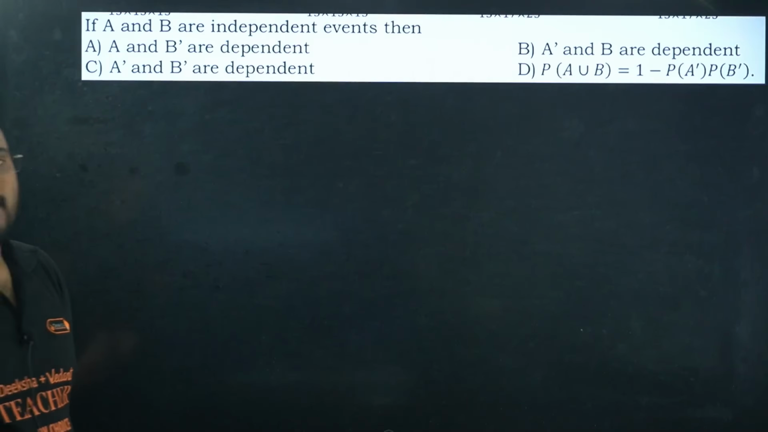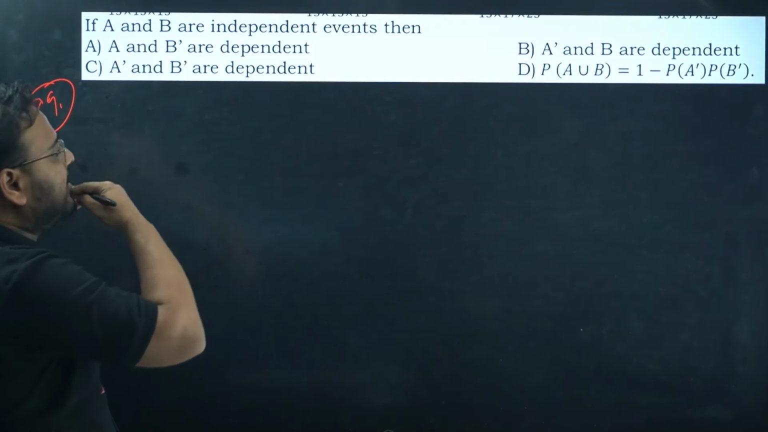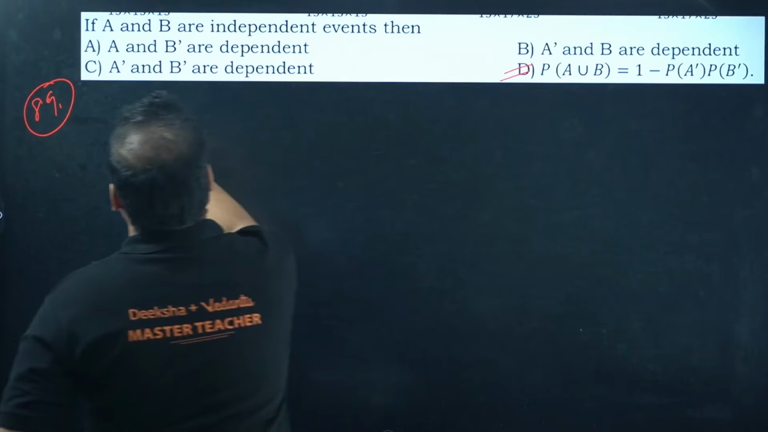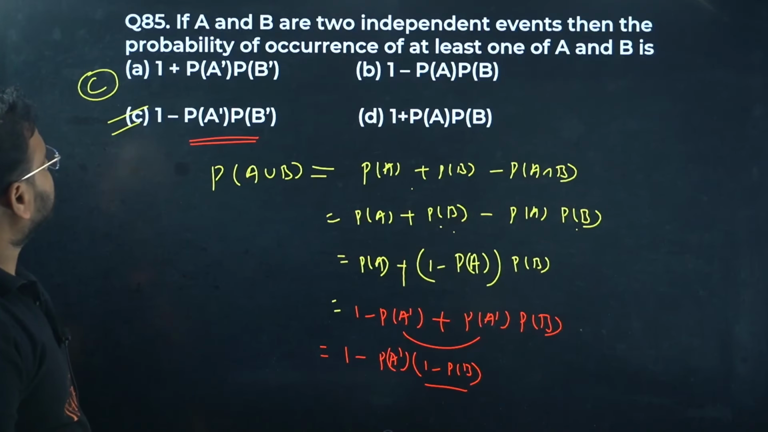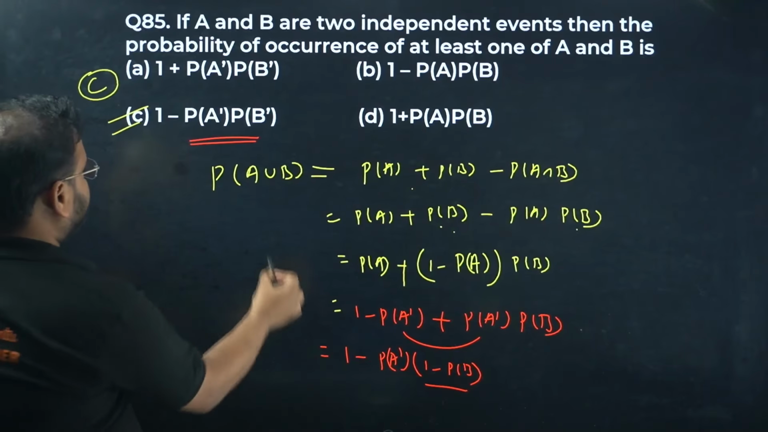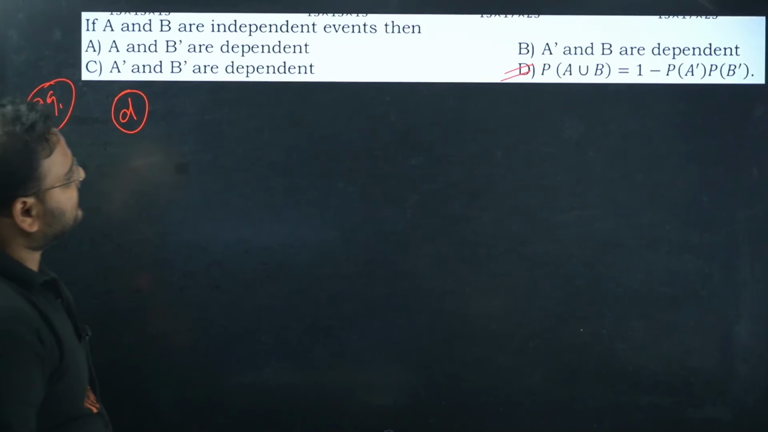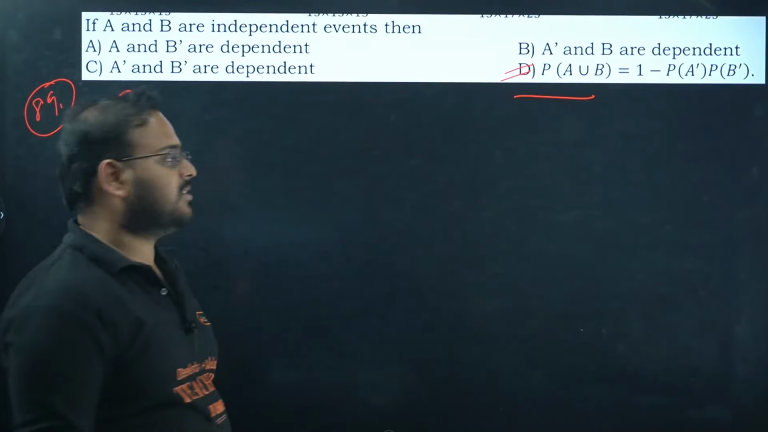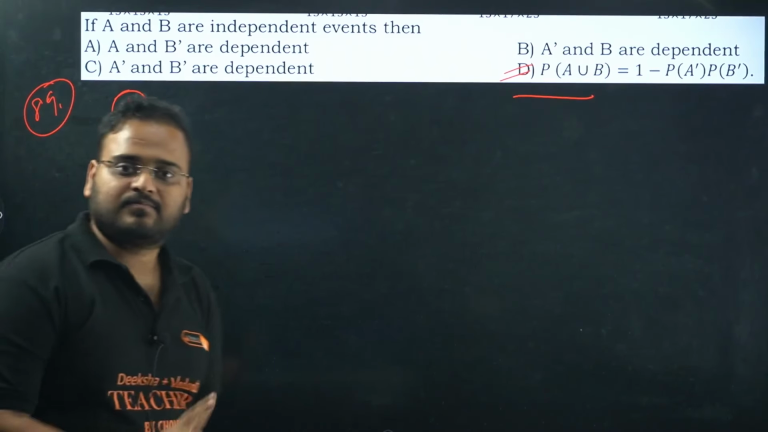89. A and B are independent events. We just proved this one, no? Option D. Please check. This is the proof of De Morgan's law for independent events. So 89 is D. 88 and 89 are C and D. Clear, guys? Simple statement.